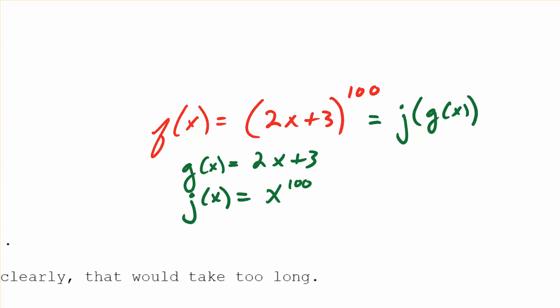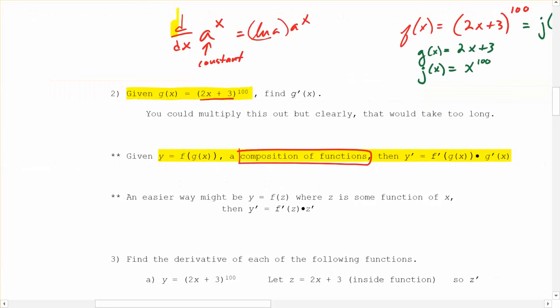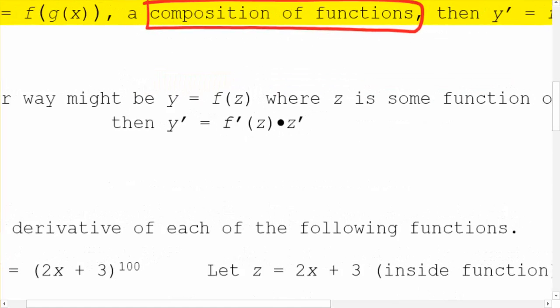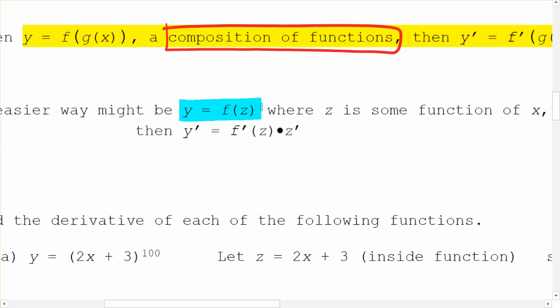The rule I'm about to teach you helps you do derivatives of functions that look like this, j of g of x or f of g of x, or something where there's a function inside another. So going back here, we don't have to multiply this out. This is what the chain rule says. If some function equals f of z, and z is a function, everybody, the derivative is the derivative of the outer function evaluated at the inner times the derivative of the inner. That seems really complicated, but it's really not.